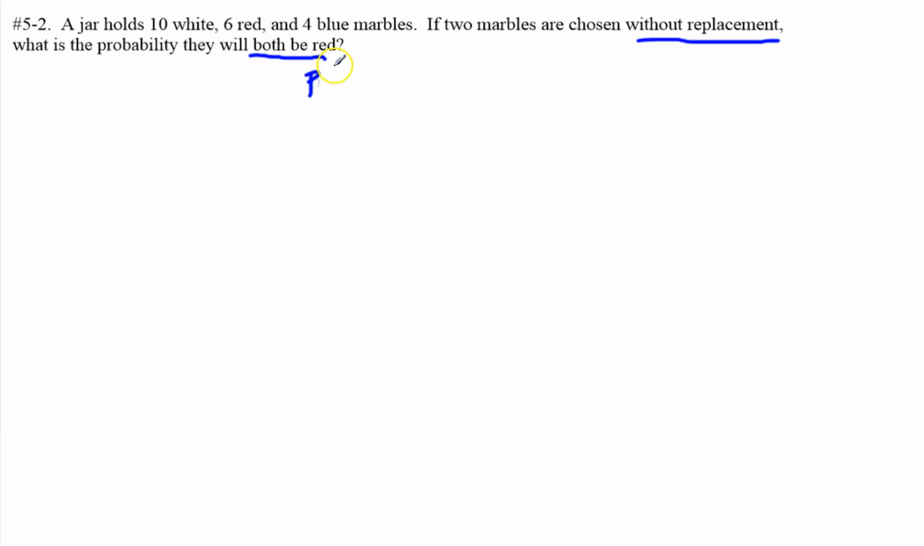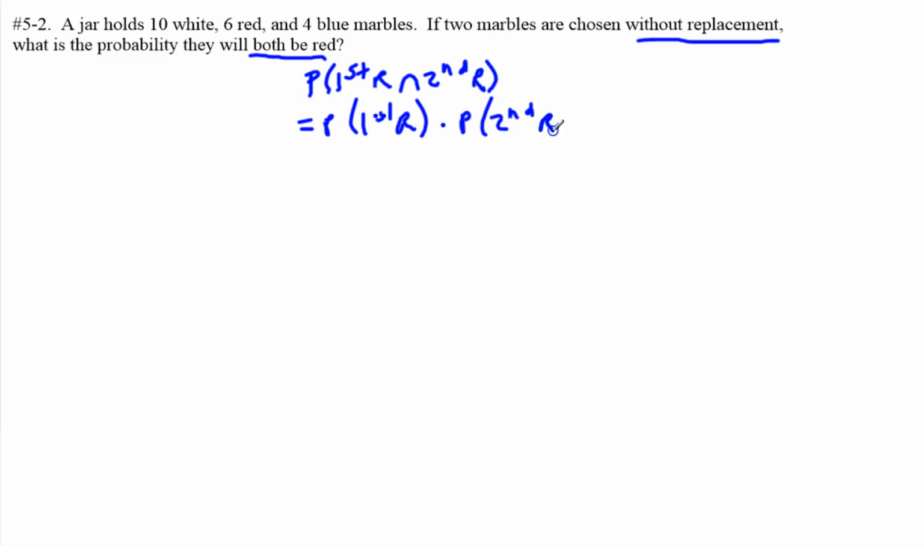So again, this is a compound probability. We're talking about the probability that the first marble is red and the second marble is red, which is the probability that the first is red, times the probability that the second is red, given that the first one is red. The second probability is supposed to be a conditional probability. We have the same 10 white, 6 red, and 4 blue marbles, 20 marbles. So the first probability would again be out of the 20 marbles, 6 of them are red. So 6 out of 20 is the first probability.